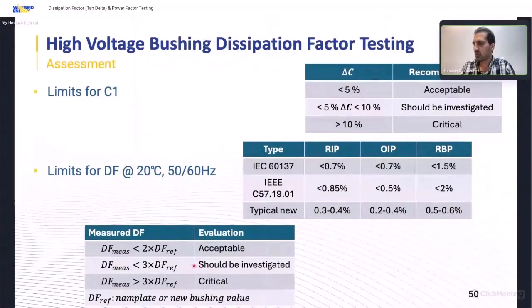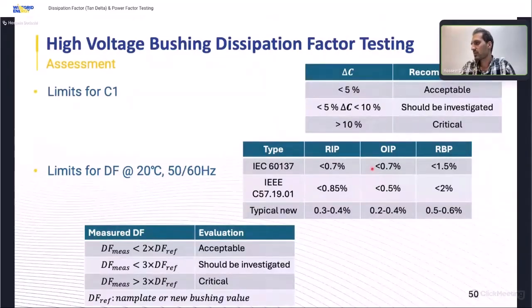Between 2 and 3 times, we should investigate the problems. And if the measured value is higher than 3 times the reference value, it's really critical. But if we want to compare with absolute values, these tables are from IEEE and IEC standards. For example, for OIP bushings in the IEC standard, the maximum value is 0.7%.